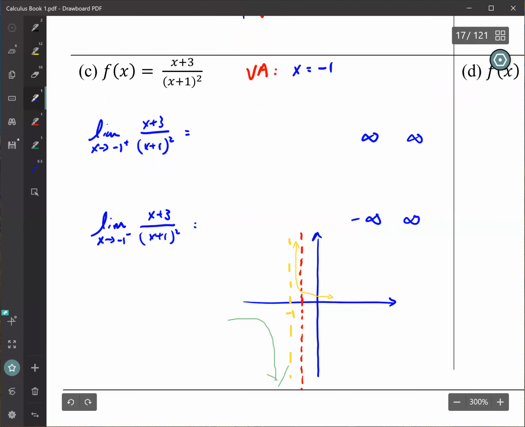Okay. So let's see. We plug in a little bit bigger than -1, right? So let's start from the denominator. So what number would you choose, Jesse? A little bit bigger than -1.